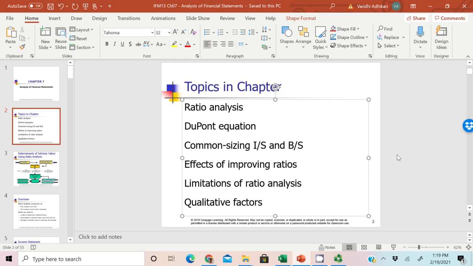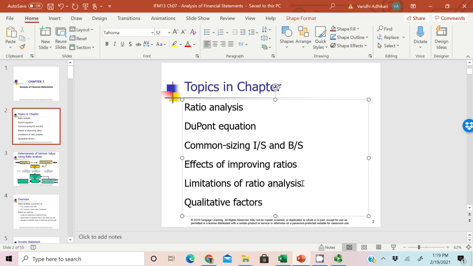So after that, we're going to talk about a different tool related to common sizing income statement and balance sheet. So how can we understand more about the company's performance by standardizing its income statement and balance sheet, and what are the things we can learn from it?